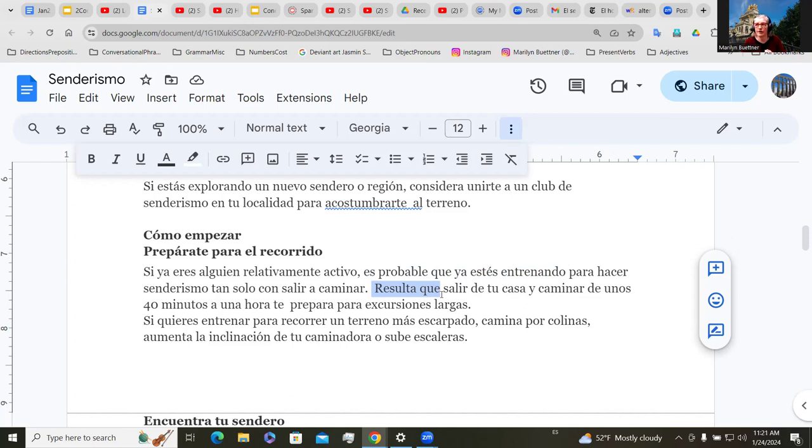Resulta que. Here's a conector. Turns out that. This gives you a consequence. This is a conector that tells us a consequence. Turns out that leaving your house and walking for about 20 minutes or an hour prepares you for long excursions or long outings. Outings, excursions, excursiones.